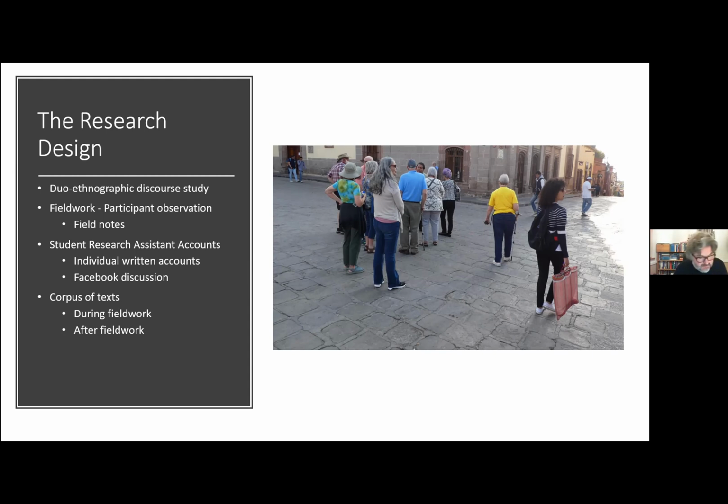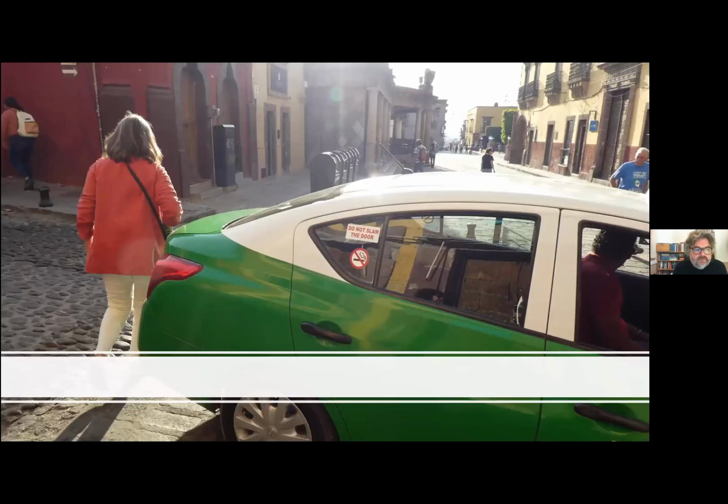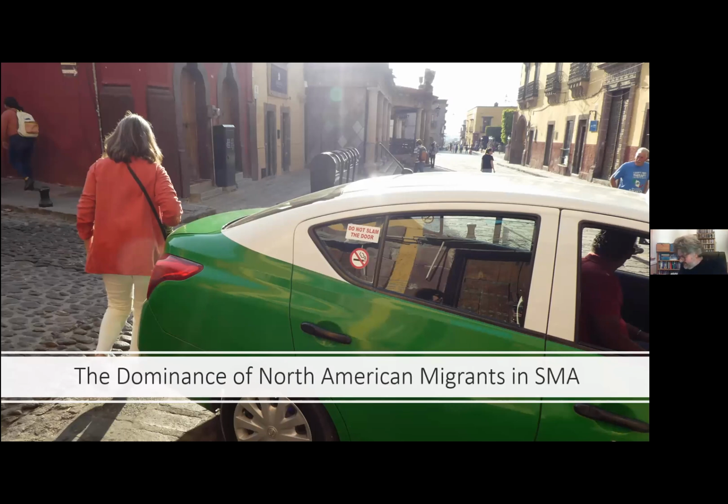So I'm going to do a brief overview of some of the findings in terms of the impact of American migration and tourism on San Miguel de Allende. Then we're going to move on to looking at some counter voices to the voices, if you like, of the American migration. And then finally, we're going to look at the issue of middle-class Latin American tourism in San Miguel. So to begin with, as Ireri has already noted, there is a very large population of North Americans in San Miguel de Allende.